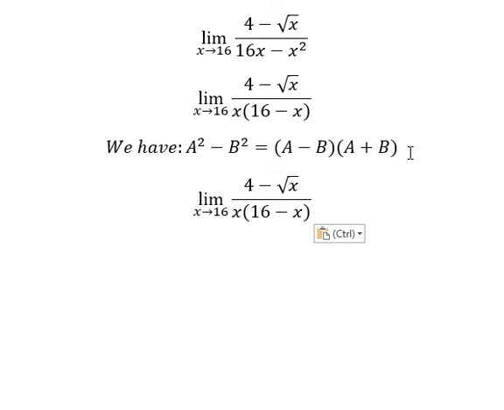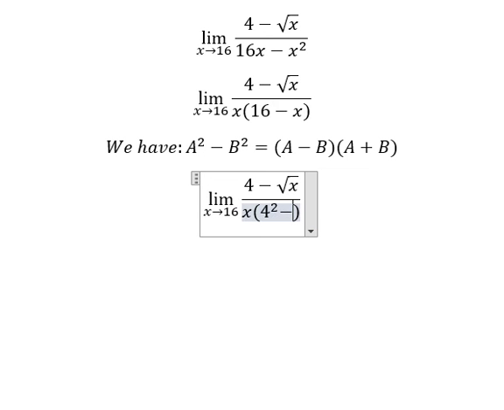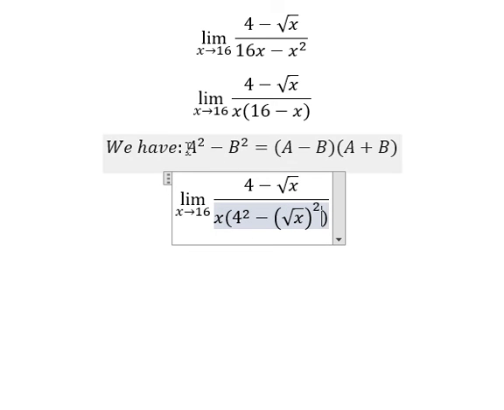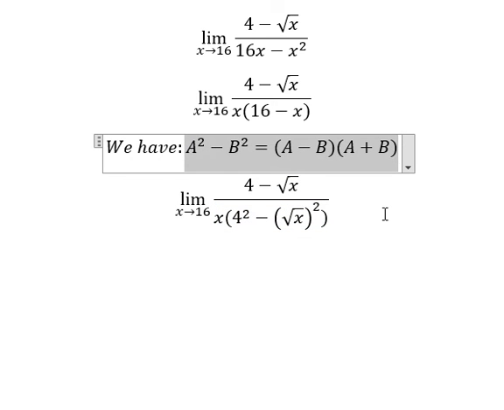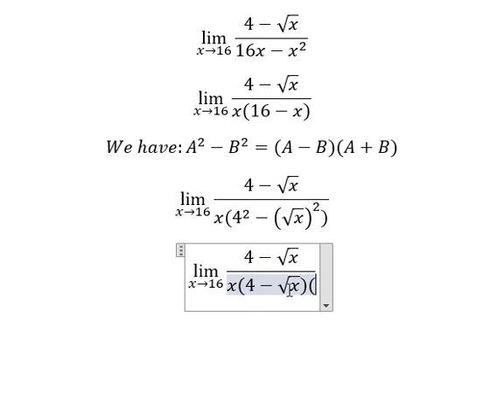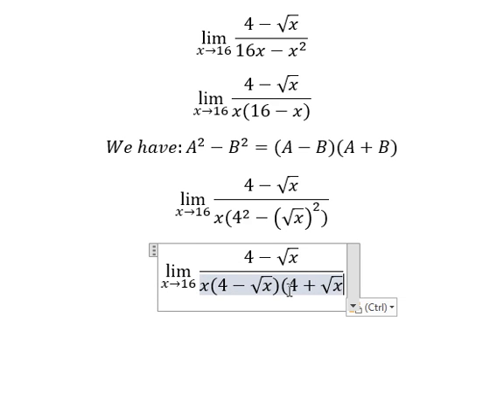So this one, number 16, that's 4 squared. X, that's the square root of x to the power of 2. Now we apply the formula in here, and you will have 4 minus the square root of x multiplied by 4 plus the square root of x.